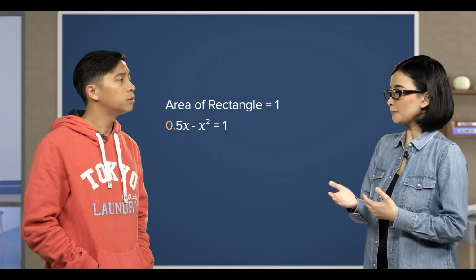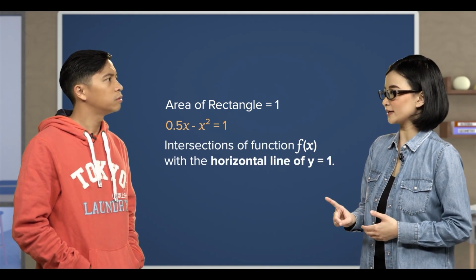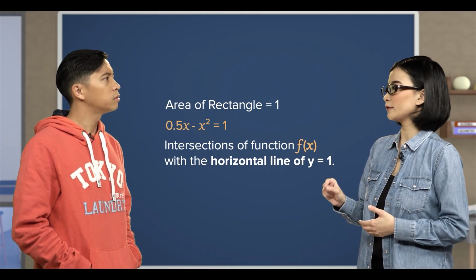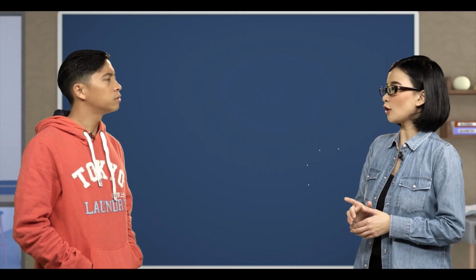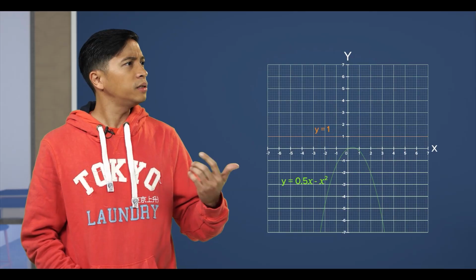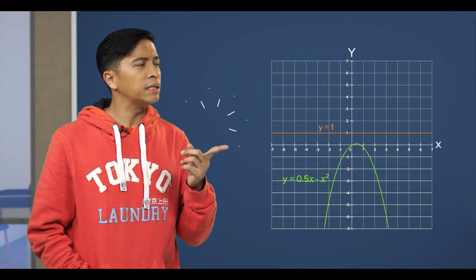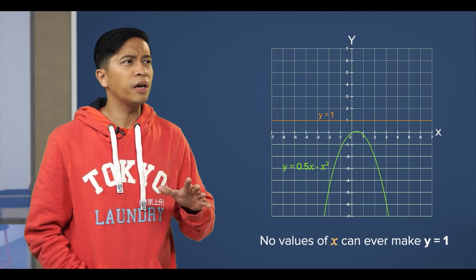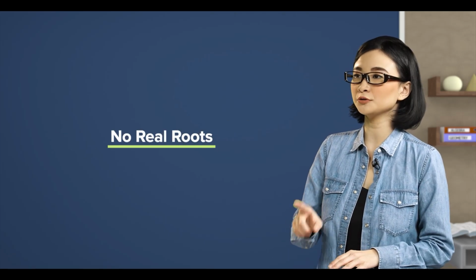Intersections with what? Well, in our example, 0.5x minus x squared equals 1 means intersections of function f of x with the horizontal line of y equals 1. Let's quickly draw these two lines in the graph. Well, the two lines do not intersect. Yes, do you know what this means? This means that no values of x can ever make y equals 1. That's right. In this case, we say there are no real roots between the two graphs.